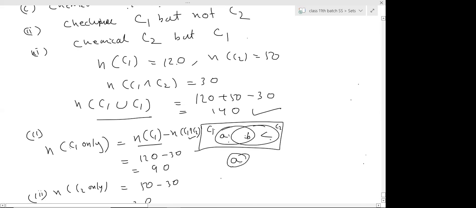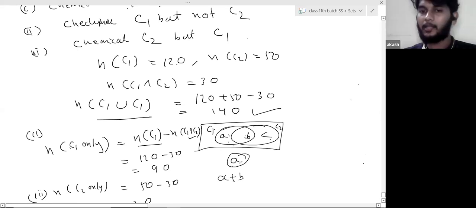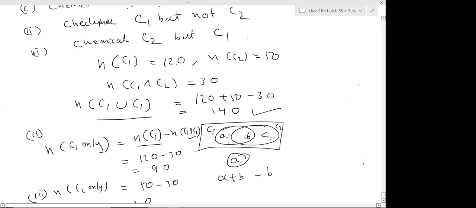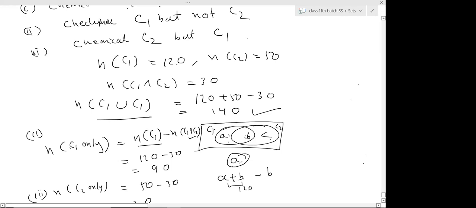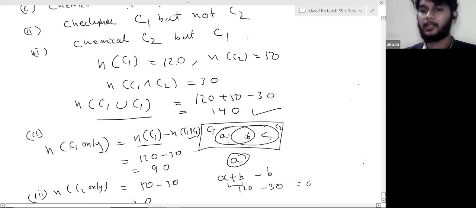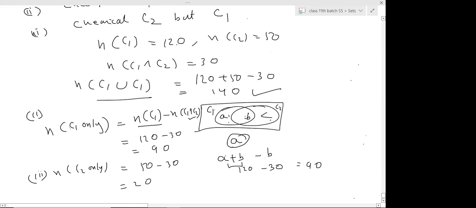So how can we find out A? We can think about A plus B and remove B. So A plus B, we have total 120, and we remove B, which is 30. So this is 90 again. And what is only C2? Which part? Sir, C. So it'll be C plus B minus B.